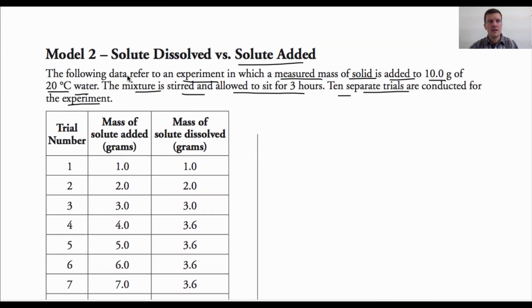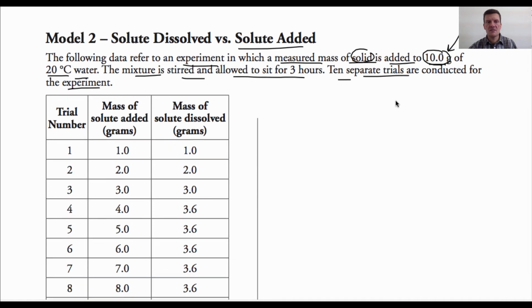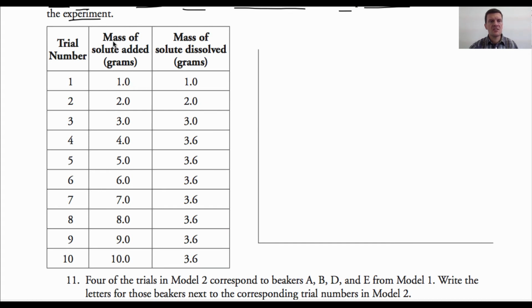We're going to see the relationship, what happens here. Okay? So the mixture is stirred and allowed to sit for 3 hours, 10 separate trials, and we're adding a solid to 10 grams of water. This is not going to change. 10 grams, not changing. What is changing is the mass of the solute that we're adding. We add 1, then we add 2, 3, 4, etc. And we're looking at the mass of the solute dissolved. How much stays dissolved?